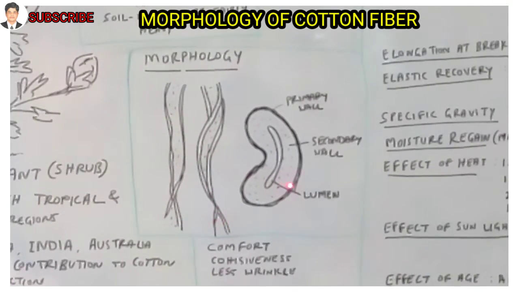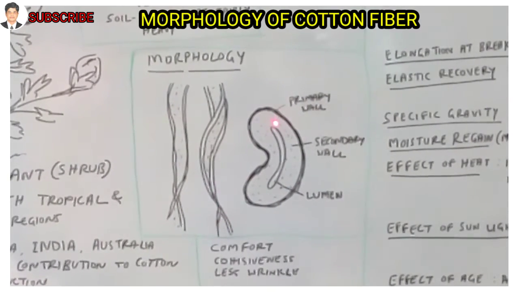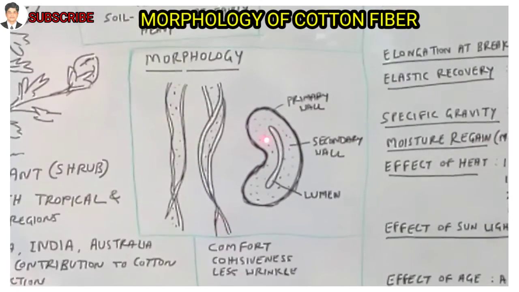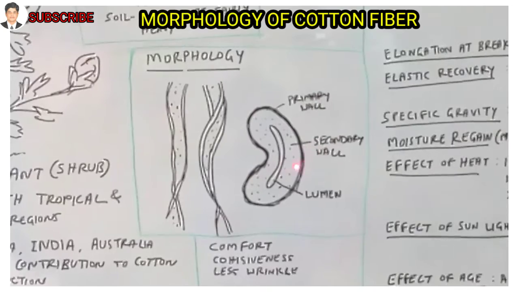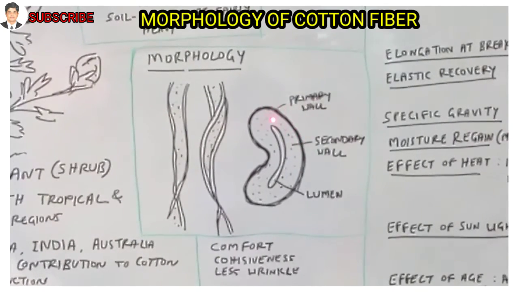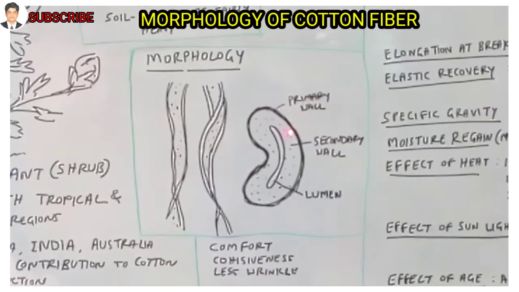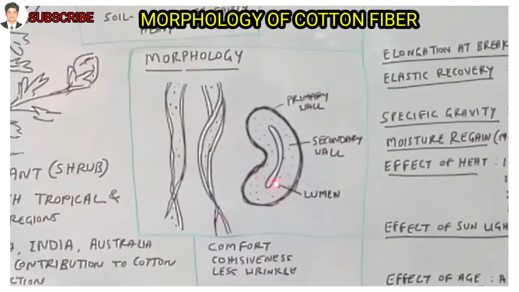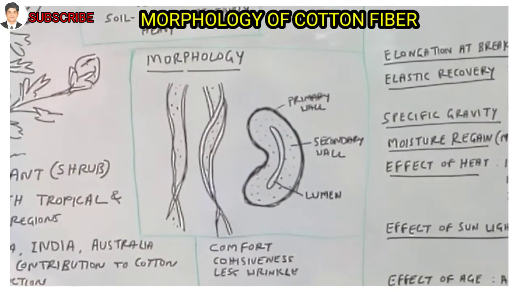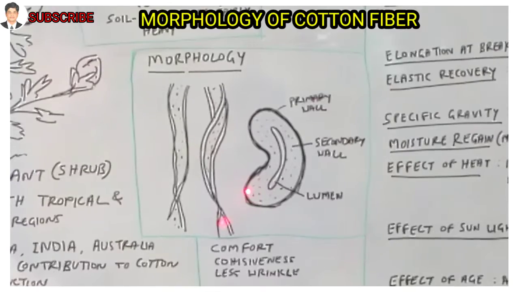Okay, and in cross section, it seems like the shape of a kidney or a bean. This outer layer is called the primary wall, and the thick one inside is called the secondary wall, and the core is called the lumen. It has this much of a simple structure.